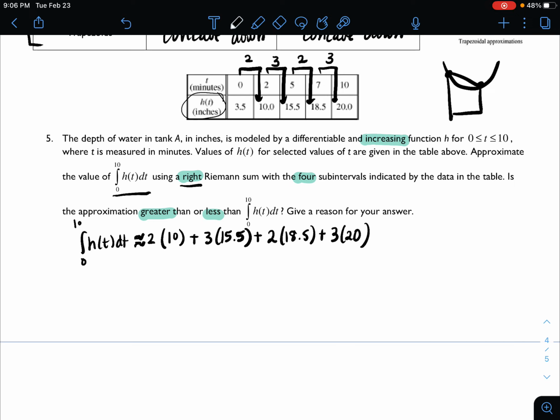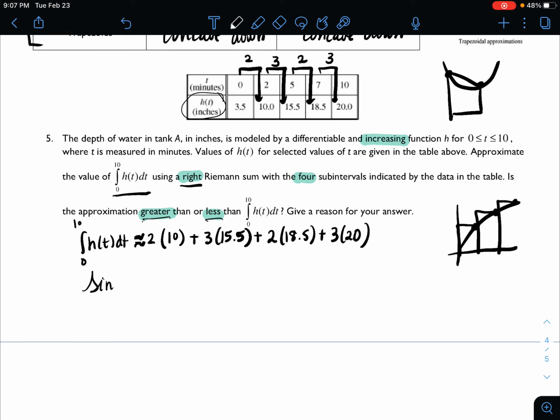And then we want to determine if this is greater than or less than our integral. Let's pay attention that this graph is increasing. So we have some increasing graph, and we drew right rectangles. So I'm choosing a right rectangle. Is that an over approximation or an under approximation? I can see that it's over. That's because my right endpoint is larger than my left endpoint on any interval.